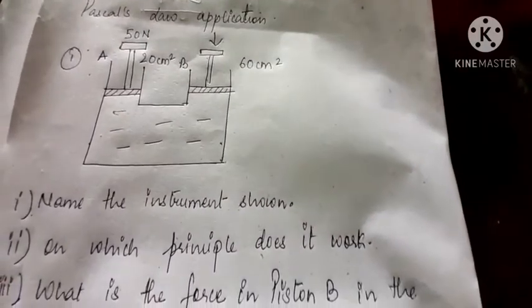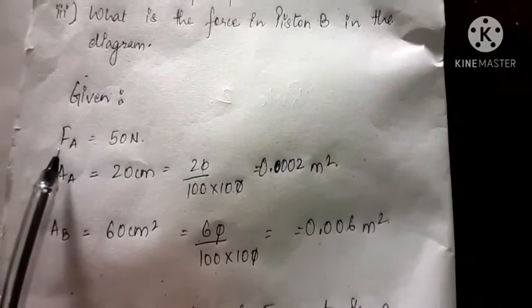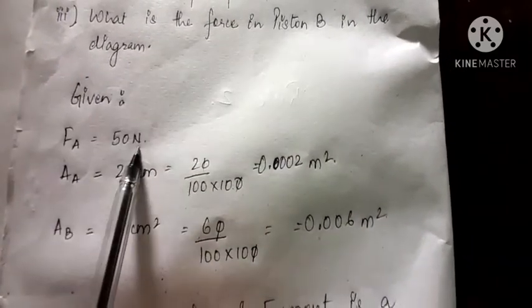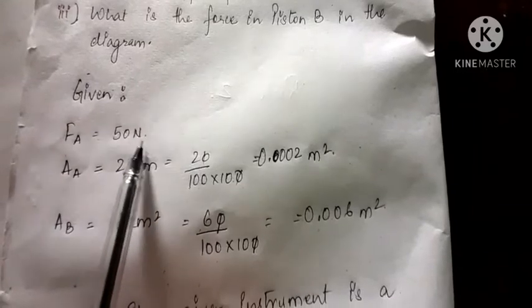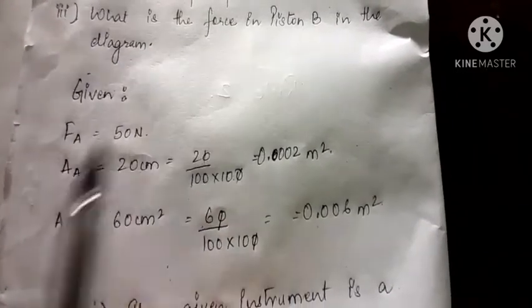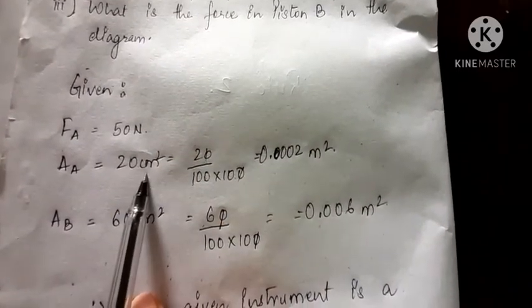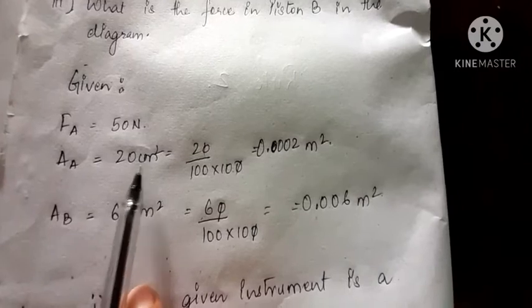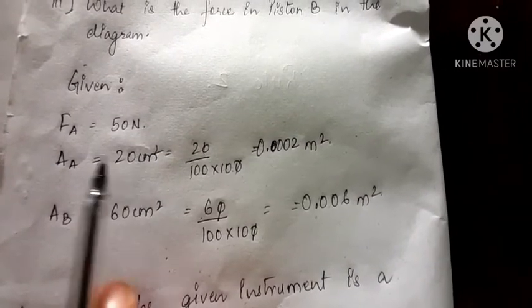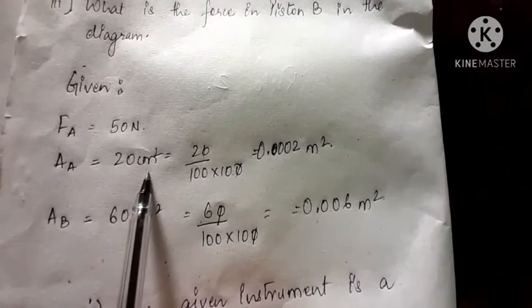Let us first write the given parameters. Given in this diagram is force in area A is 50 Newton. It is an SI unit, so we don't have to do any conversion. Area of A is 20 centimeter square. Since this is not an SI unit, we have to convert this into SI unit. SI unit of distance is meter, so I have to convert centimeter square into meter square.